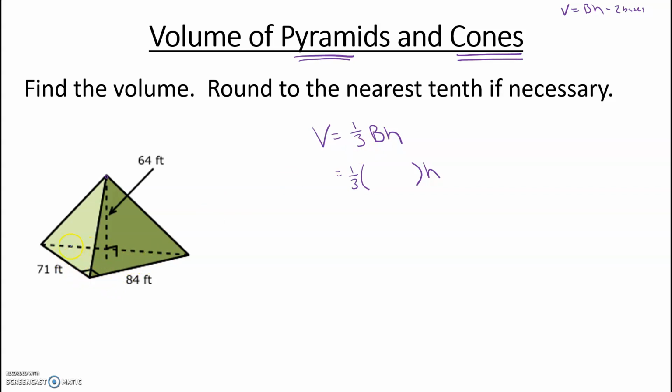I guess we should have started by naming this figure. My base is a triangle. You would call this a triangular pyramid, because my base is a triangle. So we want to find the area of the base. We want to find the area of that triangle. So the area of a triangle is 1/2 base times height. That's that triangle.